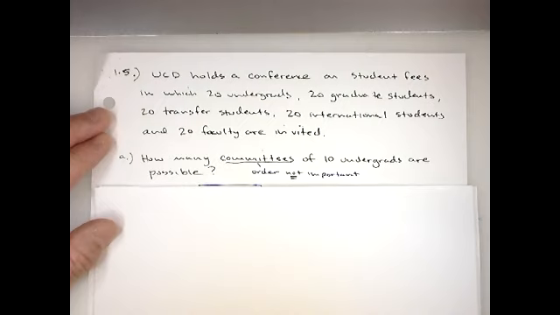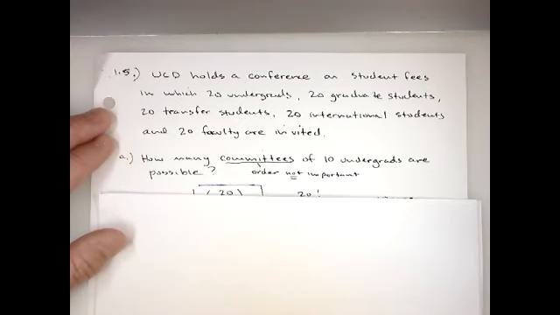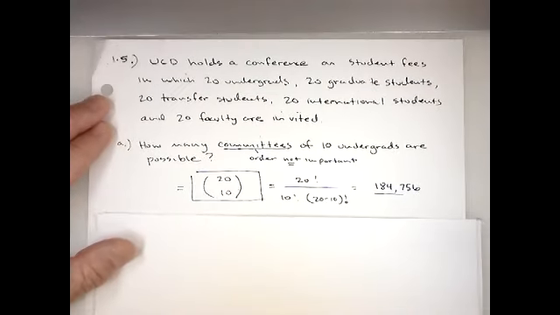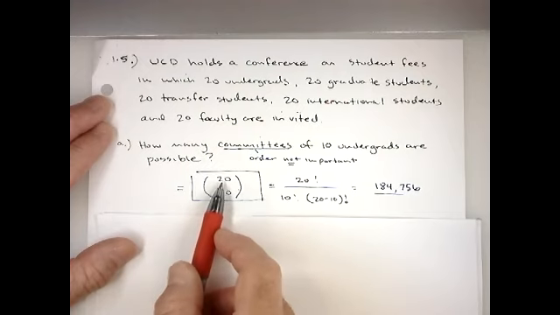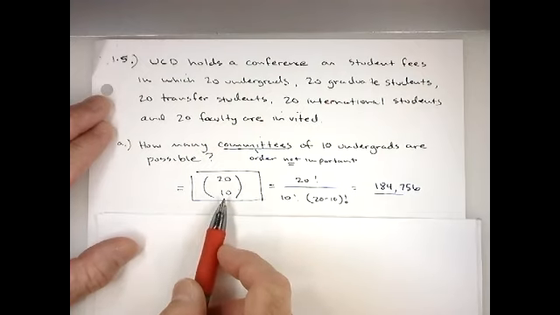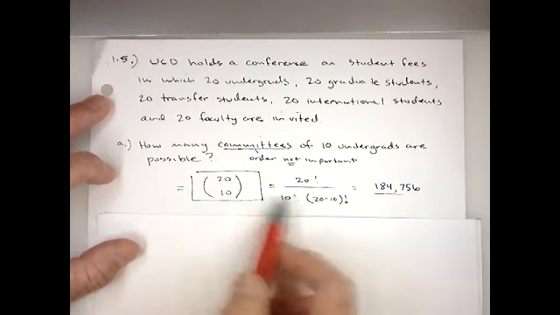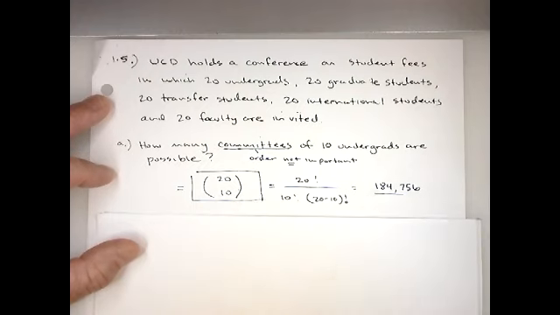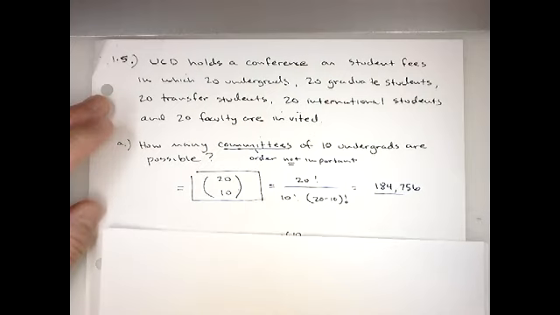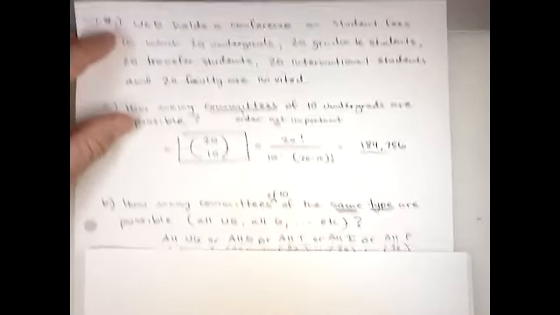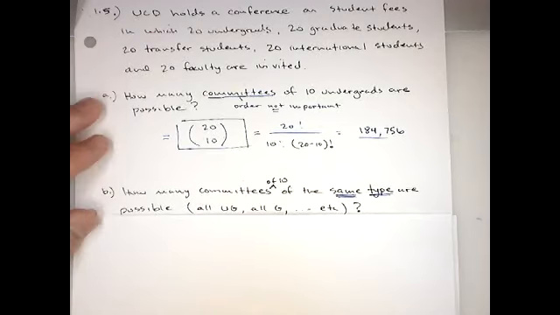Okay, again, committee is a nice code word. If there's no assigning roles for anybody on the committee, then order is not important. So that would simply be, there's 20 undergrads, we want to pick any combination of 10 people. So 20 choose 10. Comes out to be a pretty big number, 184,756.